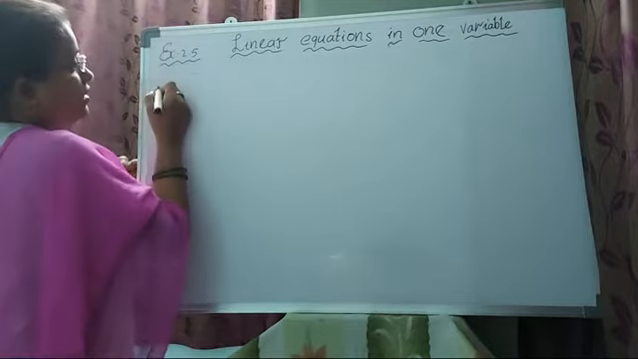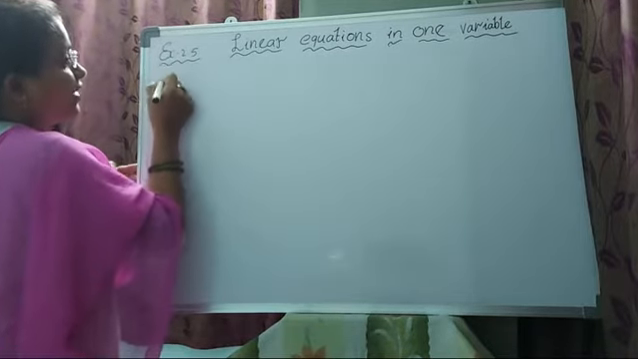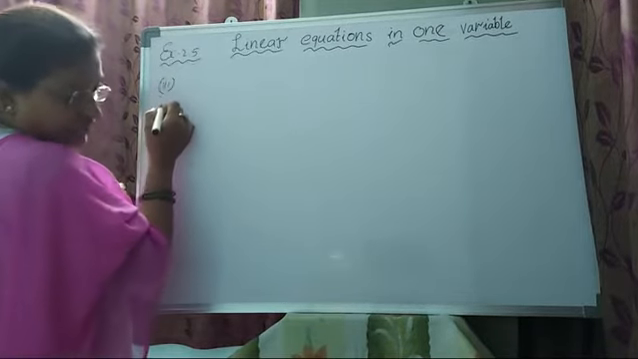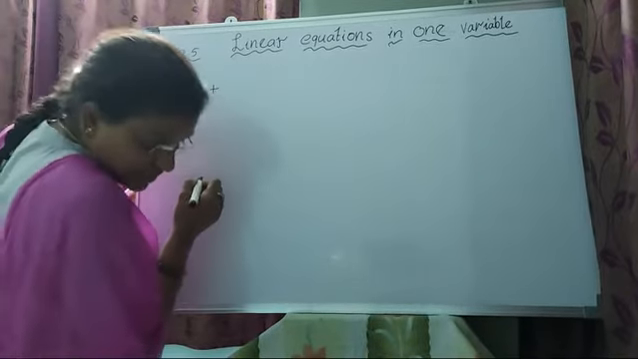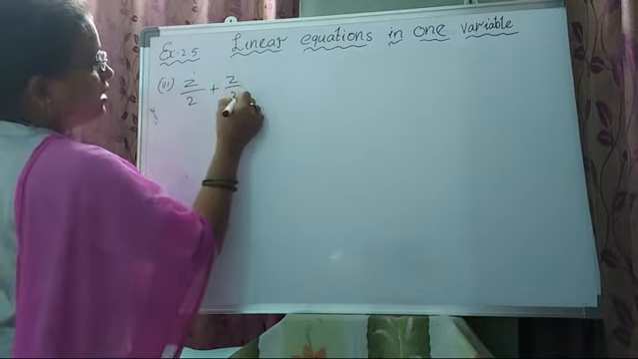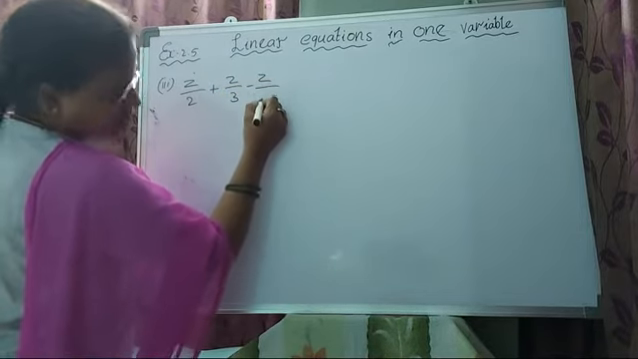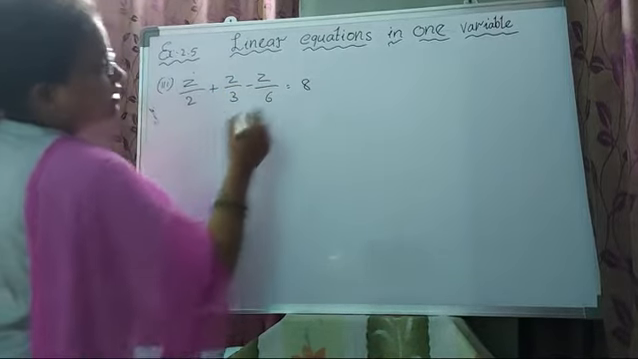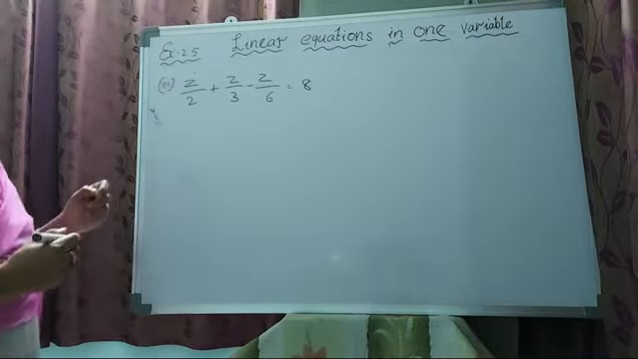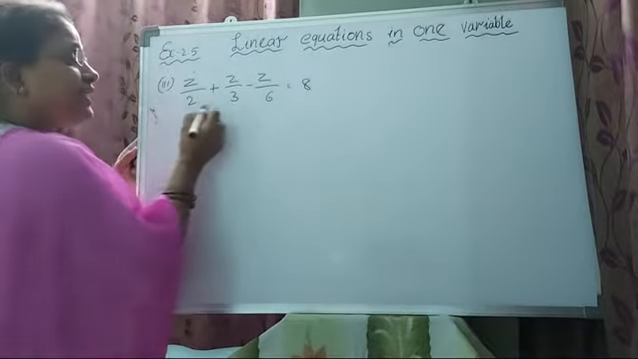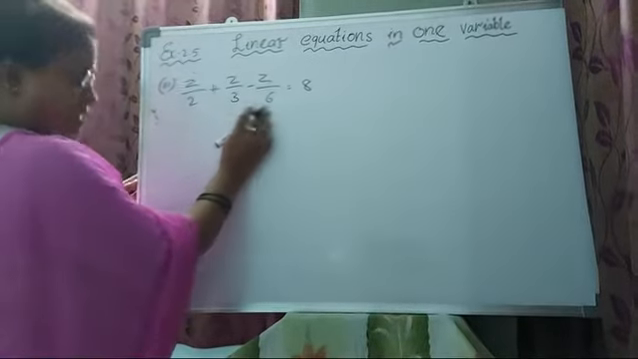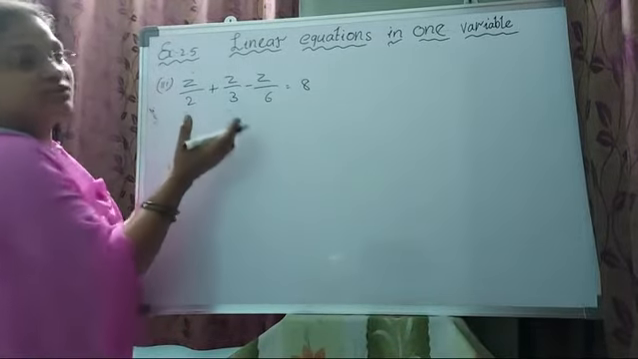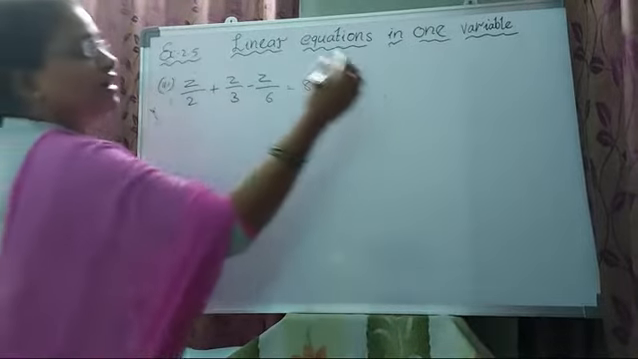Now, three variable terms: z by 2 plus z by 3 minus z by 6 is equal to 8. See, here also the same method only. See, three fractions means you should not worry and you should not fear about these three fractions. Whatever the fractions, you have to take the LCM.